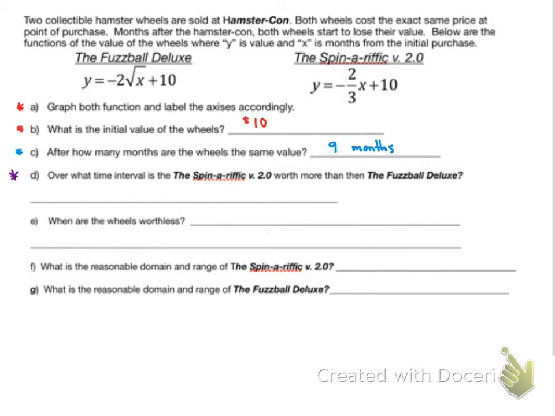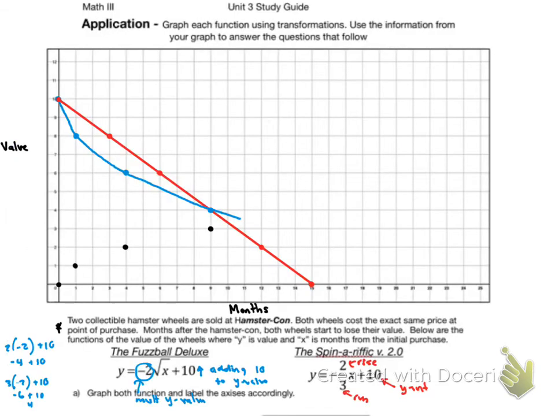Okay, next one here. Over what time interval is a spinorific worth more than the fuzzball? So where is spinorific? Spinorific is the one in red. When is it worth more than the fuzzball? So when does it have more value? Which means we're looking at the red to be higher than the blue one, the Fuzzball Deluxe. So at what point is it higher? We're looking at from here to about here.